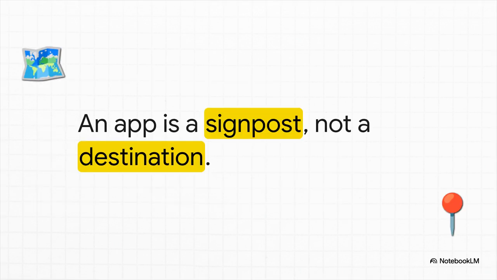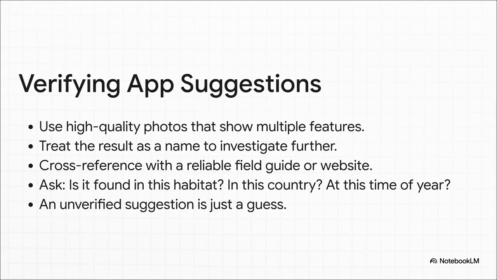And those photo apps? Look, they're amazing tools. They're incredibly powerful. But you have to think of them as a signpost, not the final destination. An app gives you a suggestion, a lead, a name to start digging into. It's the beginning of your detective work, not the end of the story. So to use an app the right way, you basically have to become a fact checker. You take the name the app spits out and you cross-reference it.